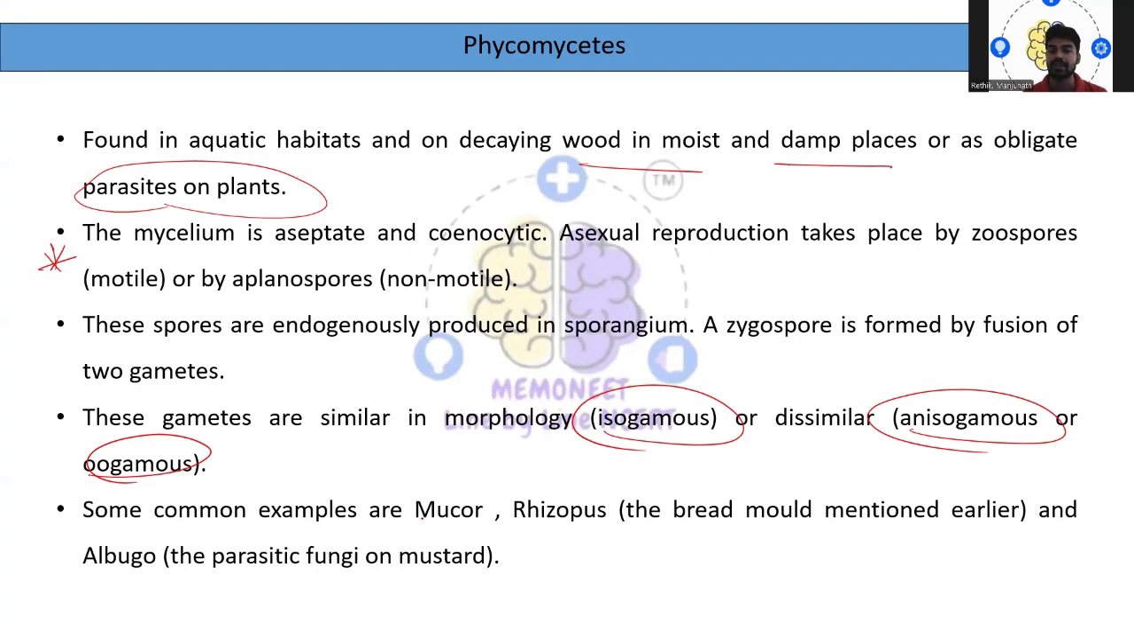Some common examples are Mucor and Rhizopus, which you'll normally see as bread mold, which I have already mentioned earlier. Then Albugo, which is a parasitic fungus that you normally see on mustard, as I said in the earlier slide.